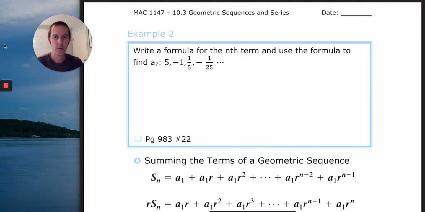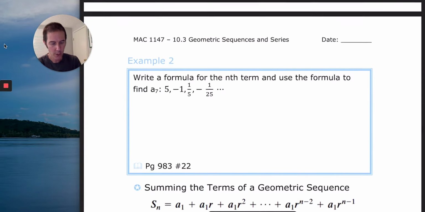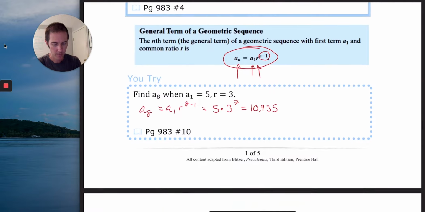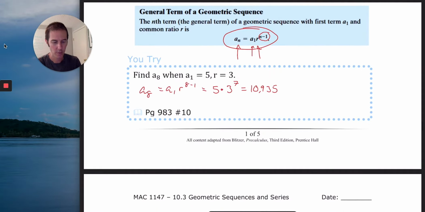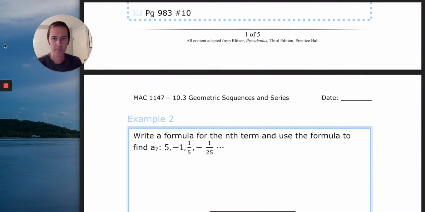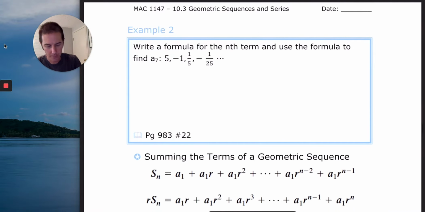Here in example 2, we need to write the actual formula for the nth term, and then use the formula to find a sub 7. The general version, or the equation for the general term of the geometric sequence, was this one. So let's write that down. A sub n is equal to a sub 1 times our common ratio to the n minus first power. And in order to write this formula, our final answer is going to look a lot like this, except it's going to have numbers in it, except for the left-hand side, it's still going to say a sub n.